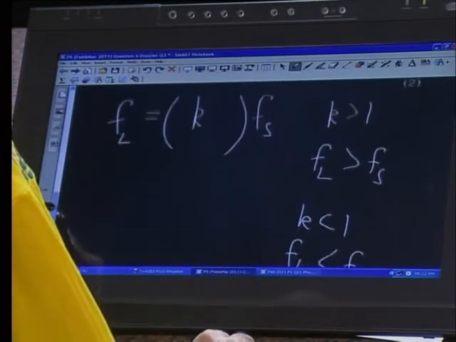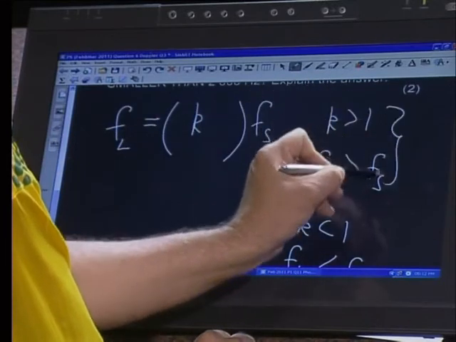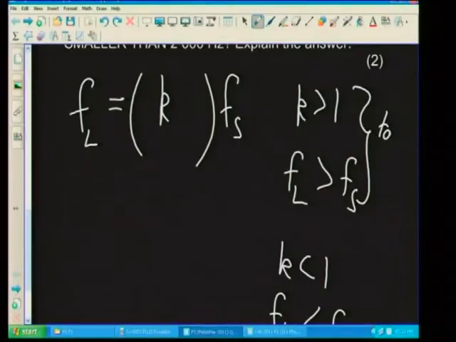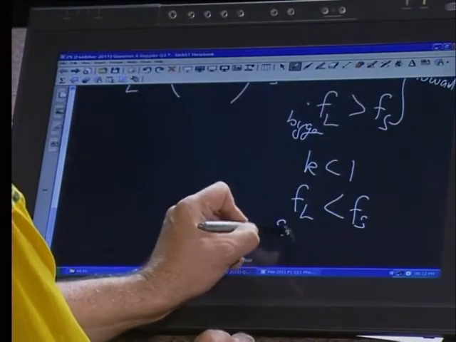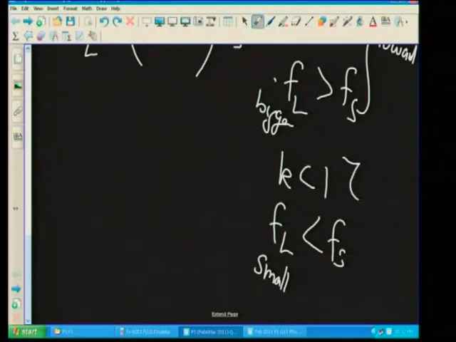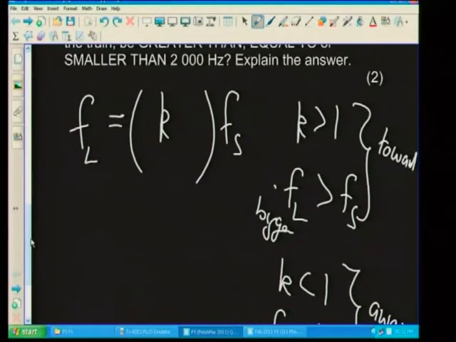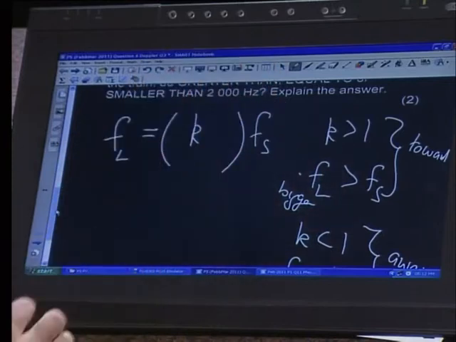Now I want to tie those two together. This happens when the object moves towards. We're going to get a bigger frequency. This means the frequency is bigger when it moves towards, and this one is going to be smaller. And that happens when the frequency is smaller when it moves away. And really, if you summarize that and you understand that, then you'll understand which formula to use.